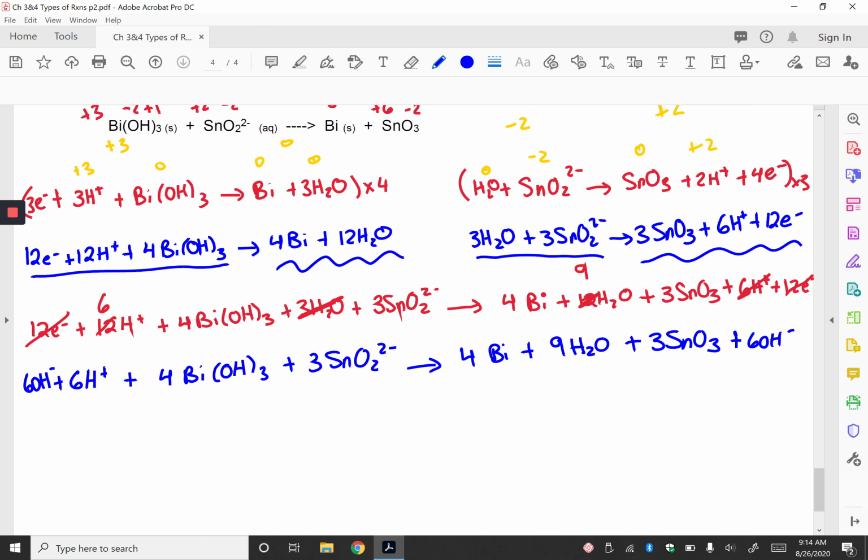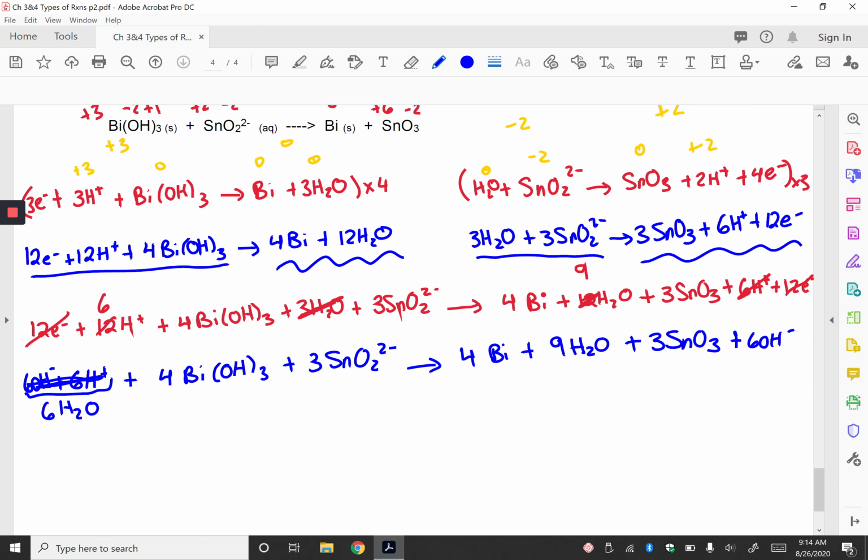Now, why is it that I want to get rid of those H pluses? Why is it that I'm adding OH minuses to the H pluses? Well, because if this is a basic solution, we don't have extra H pluses swimming around. We have extra OH minuses swimming around. So we can't have really something that's acidic sitting there in a basic solution. It's not really going to happen. So that's why we add that. Now, once we do that, the OH minuses and the H pluses combine to make water. So this combines to make 6 H2O.